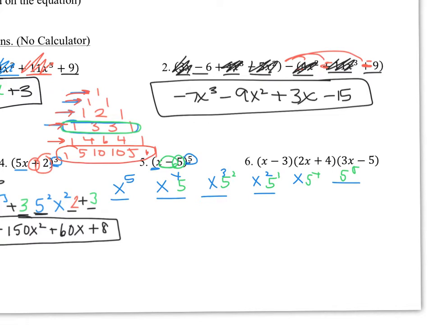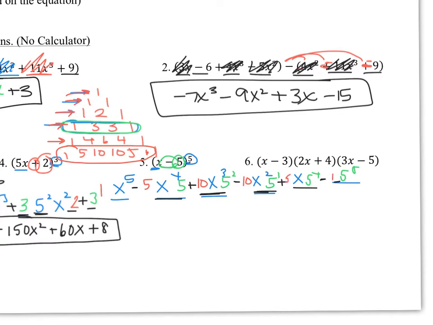So if I look at this first 5, it has an odd exponent, so it gets a negative. 5 squared has an even exponent, so it gets a positive. 5 cubed has an odd exponent, so it gets a negative. 5 to the 4th has an even, so it gets a positive, and 5 to the 5th has an odd, so it gets a negative. So now all I'm going to do is add in Pascal's triangle row: 1, 5, 10, 10, 5, 1.